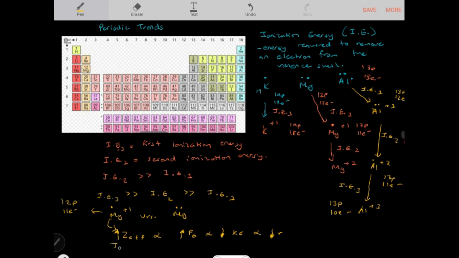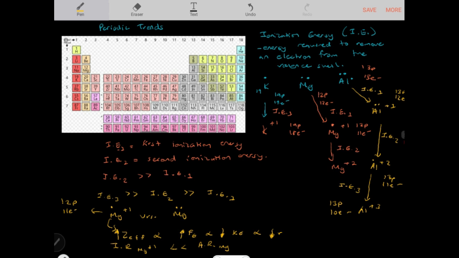So the ionic radius of magnesium +1 is significantly smaller than the atomic radius of magnesium. The cation form of its ion is going to be a lot smaller than the atomic radius, and as a result, there is going to be much stronger ionization energy, right?